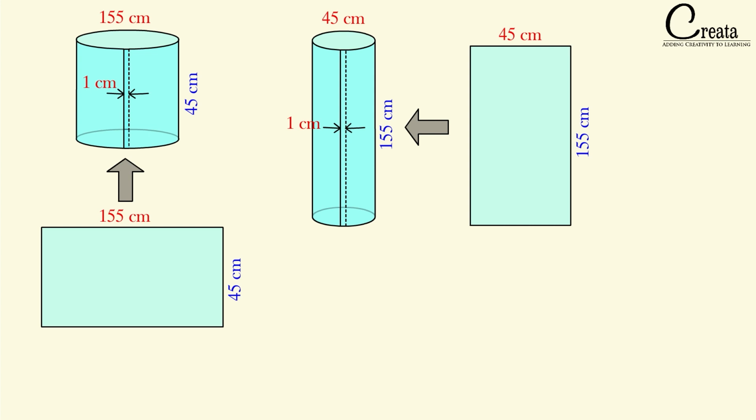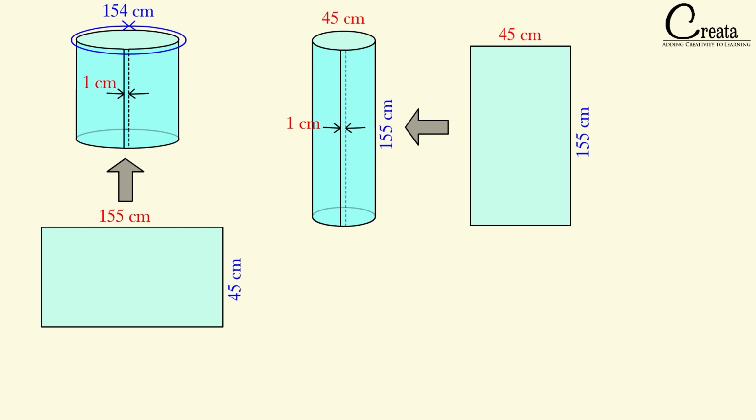Let's take the first sheet. It has been rolled along the length of 155 centimeter. 1 centimeter has been wasted in gluing, so the total used length is only 154 centimeter. 1 centimeter has been used in overlapping and wasted. Only 154 centimeter will be visible in the cylinder. So we can say this circular portion is equal to 154 centimeter. Are you getting this? This is important. Only the visible portion of this cylinder, 154 centimeter, is basically the circumference of the circle.